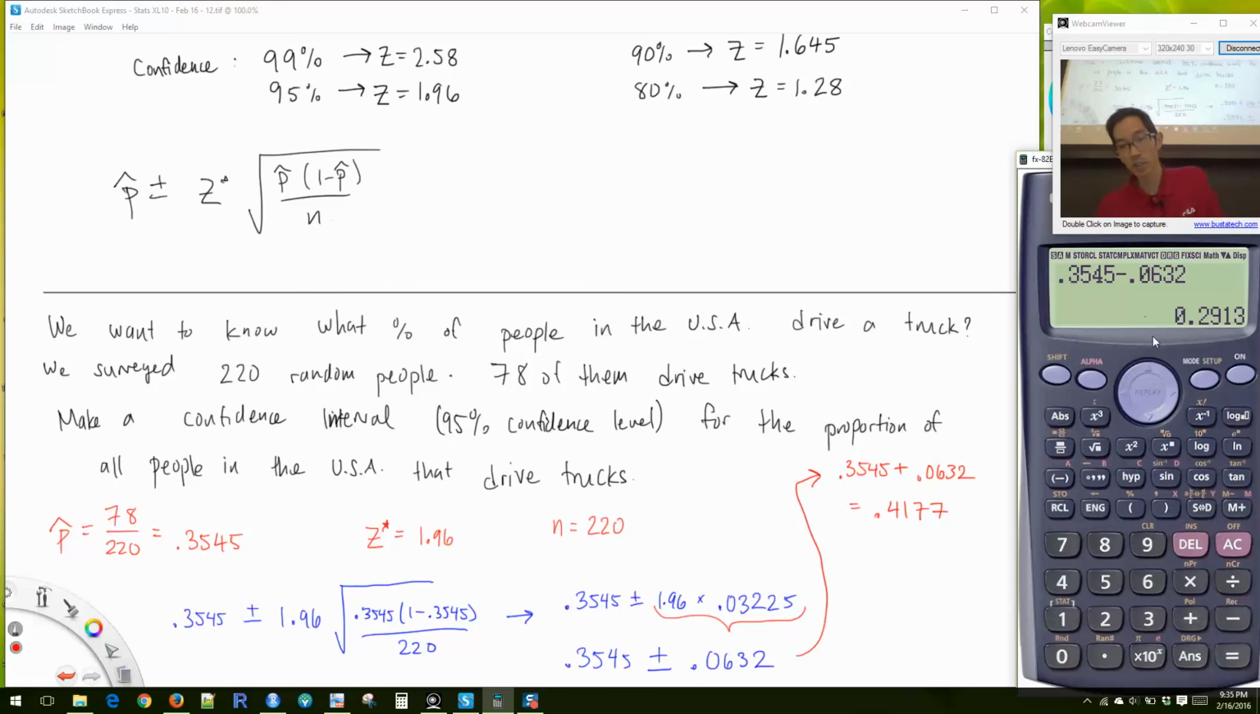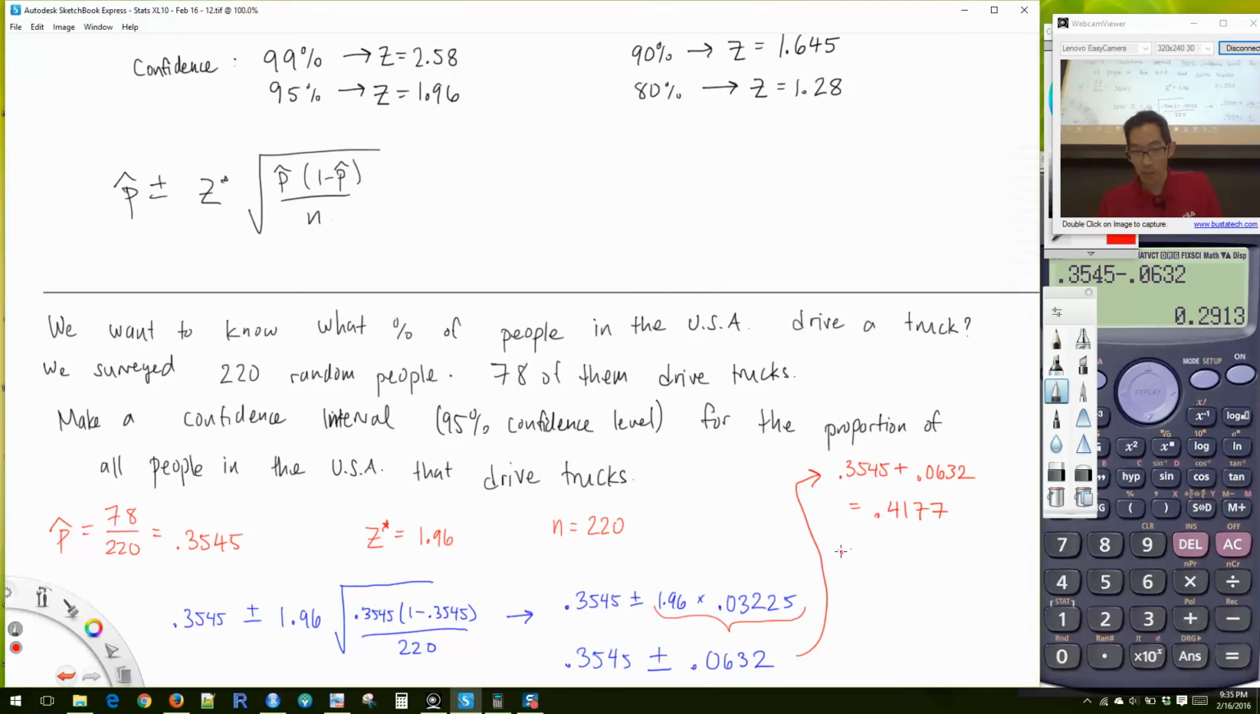So if I give, I get 0.4177. If I take 0.3545 minus 0.0632, I end up at 0.2913. Okay. So what percentage of people in the US drive trucks? My answer is somewhere between 29% and 41 or 42%.